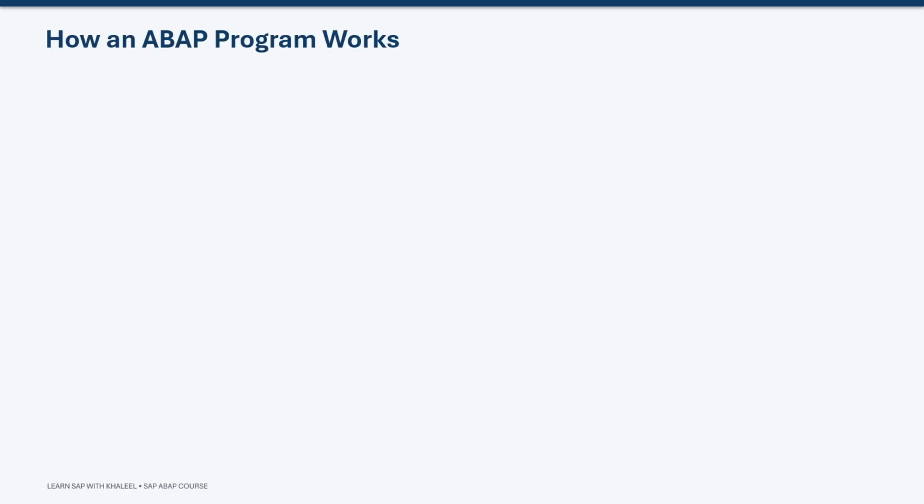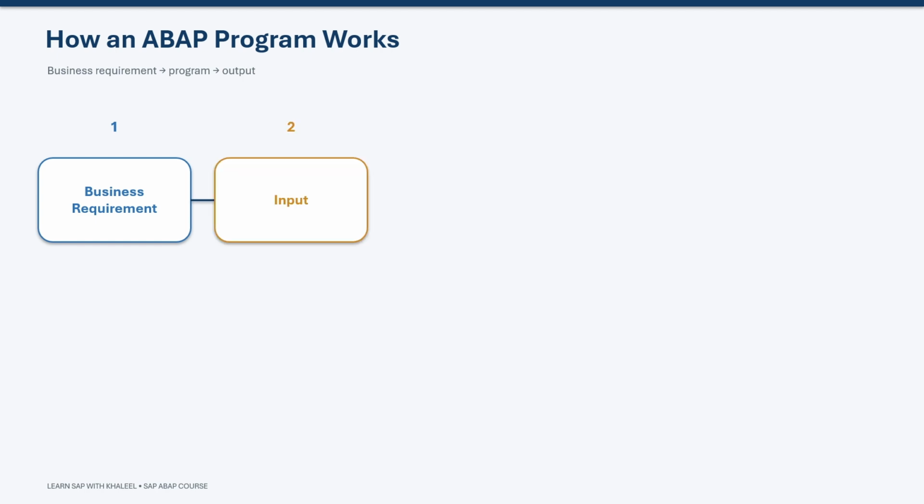Now we will discuss how an ABAP program works. Let's understand how an ABAP program works at a very basic level. We can think about it in 5 steps. First is the business requirement. Someone in the organization has a requirement. For example, I need a report showing customer sales. Then we have the input. The program may receive information such as customer number, date range, or sales organization.